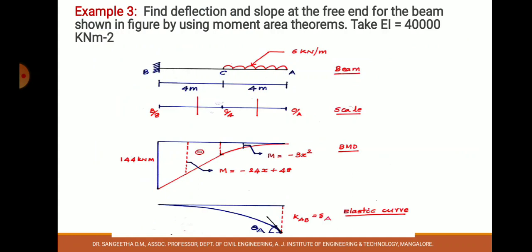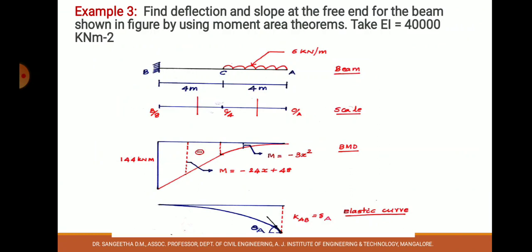Moving ahead with the second problem, that is the next one. Find deflection and slope at the free end of the beam shown in the figure by the moment area theorem. EI value is given. Here the UDL is partly loaded, it's not fully loaded, and the portion CB is unloaded. So for the beam, I'll take two different sections. One section is from A to C, and the other section is from C to B. At A it is 0, at C it is 4, at B it is 8. I'll be taking from the right hand side.